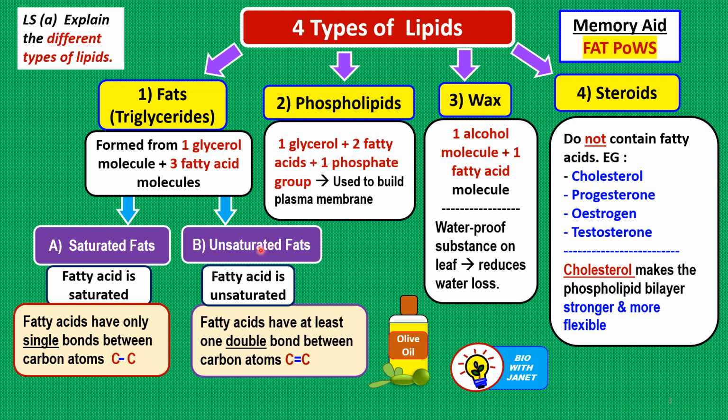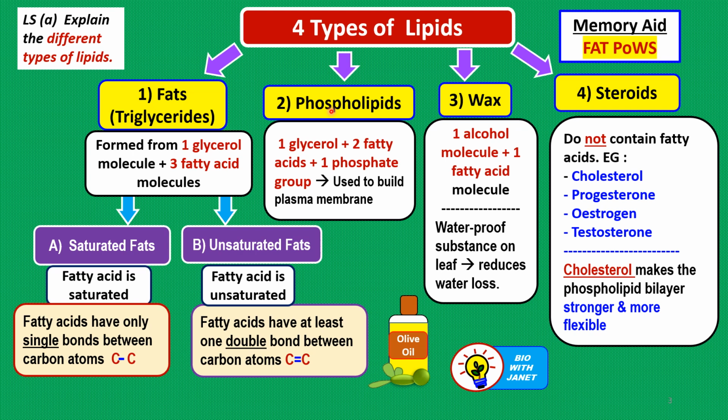Now, for unsaturated fats, they contain fatty acids which are unsaturated. This means that the fatty acids have at least one double bond between the carbon atoms. And when this double bond breaks and becomes a single bond, then the carbon atom can form new bonds with other hydrogen atoms, right? So that's been discussed in the previous video.